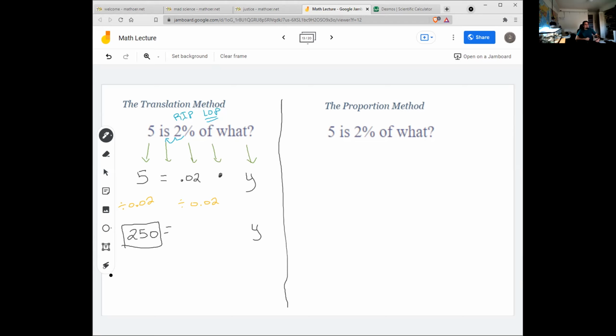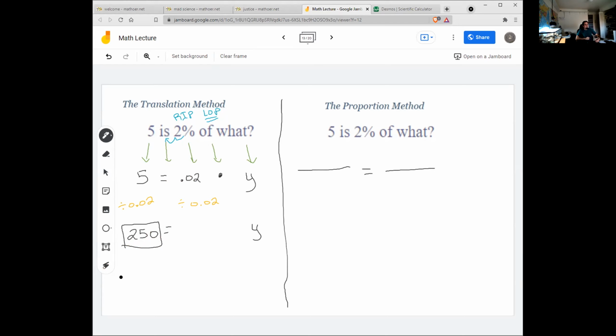Does that make sense as an answer? 2%, so more than 100th, but not a lot, of this is 5. Yeah, depending on your mental math, you might say, well, 1% would be 2 decimal point scoots, that's 2.5. So when I double it, I get to 5, or maybe it just seems close. But yeah, that's okay. Proportion method, fraction bar equals fraction bar.